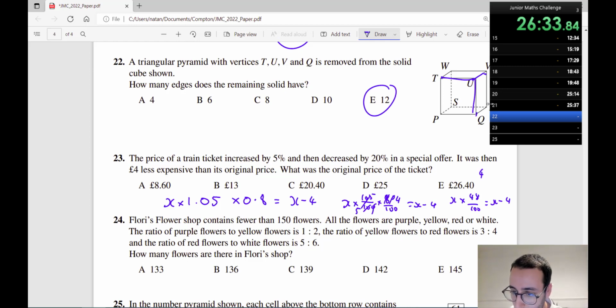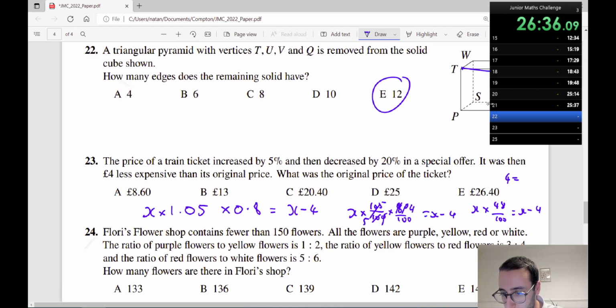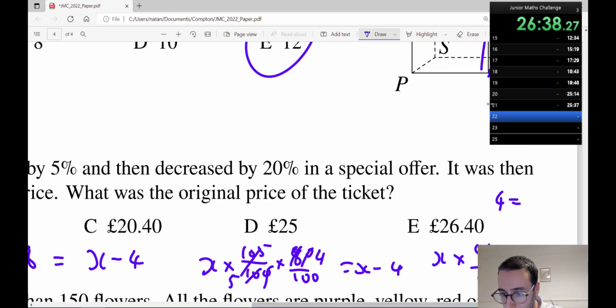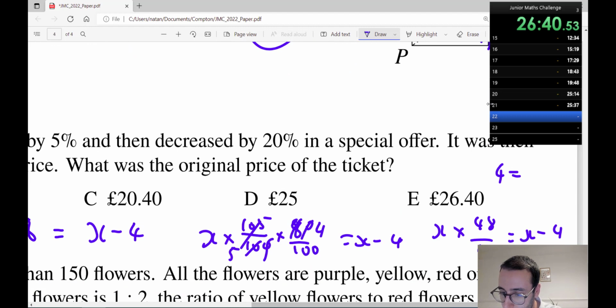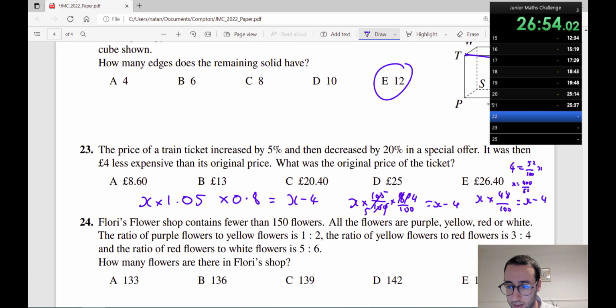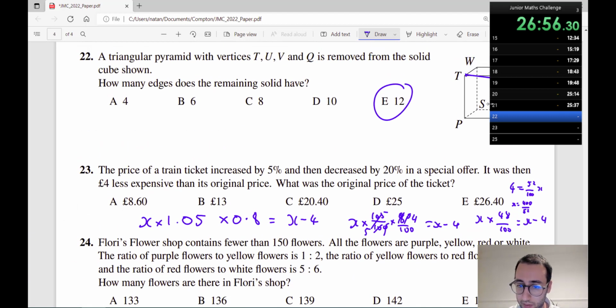So 4, can I write here? No, 4 equals 2. If I zoom in here, 4 equals 2. X minus x, so 52 over 100 x. So x equals 400 divided by 52. Surely that's a terrible way of doing maths. 400 divided by 52 is 200 divided by 26, or 100 divided by 13. No, something's gone terribly wrong there.